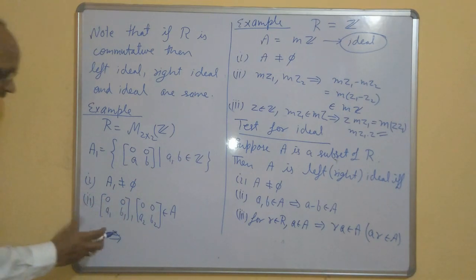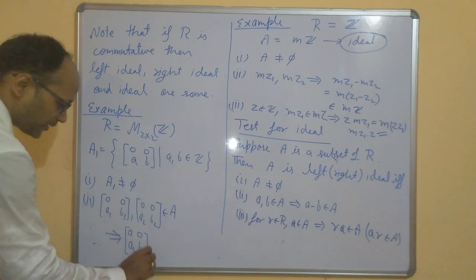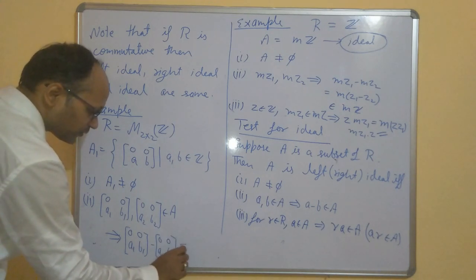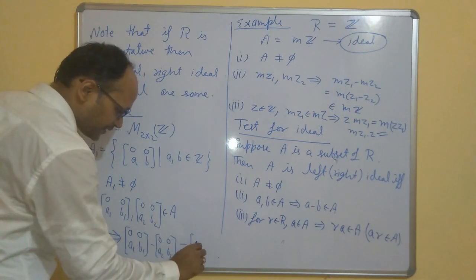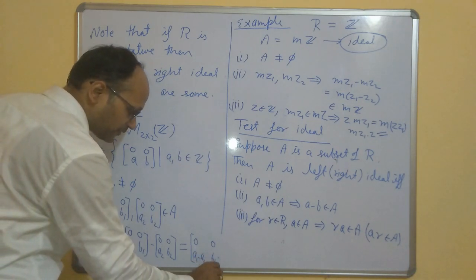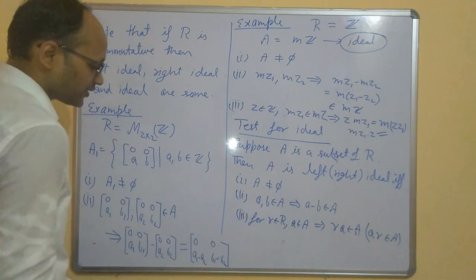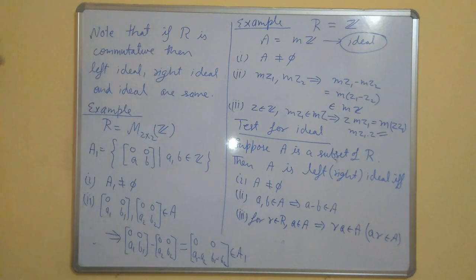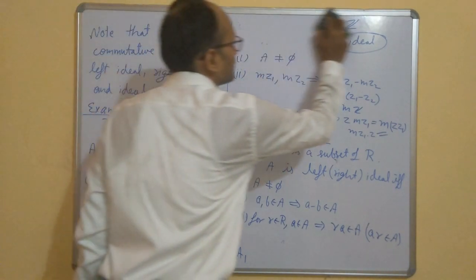Now this implies, what is their difference? So their difference, if we take [0 0; a1 b1] minus [0 0; a2 b2]. So by the definition of addition of matrices, we can write it as [0 0; a1 minus a2, b1 minus b2]. So as you can see, this is again an integer, a1 minus a2 and b1 minus b2, and the first row is 0, so this element belongs to the set A1. So the second condition is satisfied. Now come to the third one.